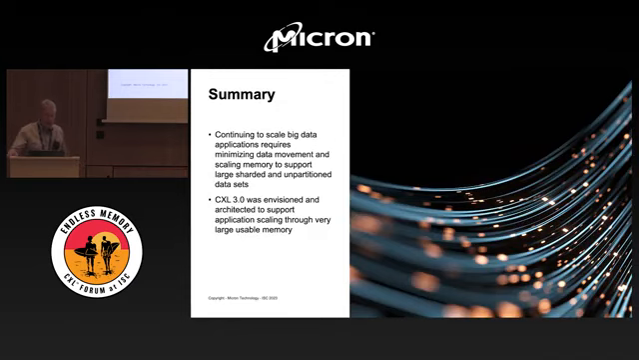So as a summary, continuing to scale these big data applications requires minimizing the data movement. And as has been said, certainly in the previous talk, and I assume before I came here an hour or so ago, with the shared memory, you can do these zero copies. That's going to have a huge impact on time to insight. And this can be applied whether you have sharded data, so you have data within a single module, or unsharded, like these graph analytics applications. And so CXL 3 was envisioned and architected to support applications scaling through very large usable memory space. So, any questions?